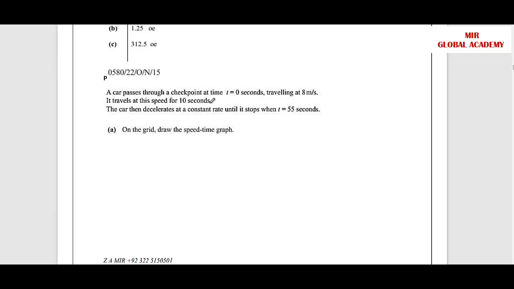A car passes through a checkpoint at time t equal to 0 seconds, traveling at 8 meter per second. It travels at this speed for 10 seconds.